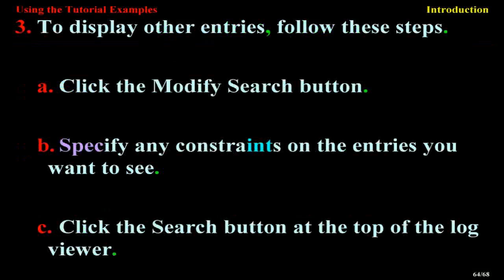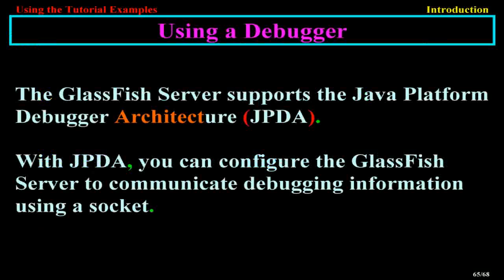Click the Modify Search button. Specify any constraints on the entries you want to see. Click the Search button at the top of the log viewer.